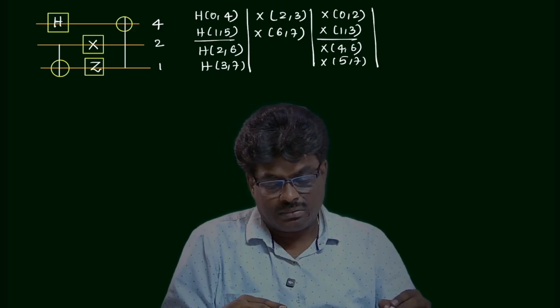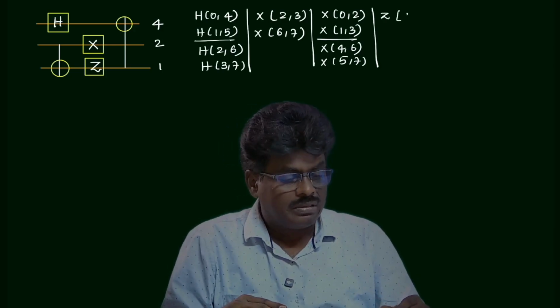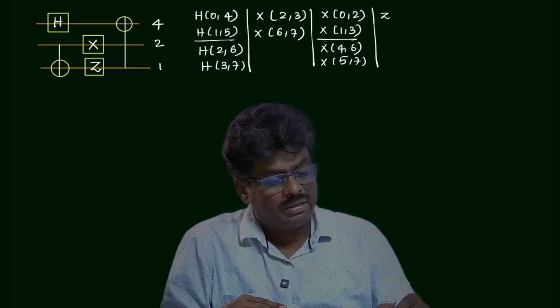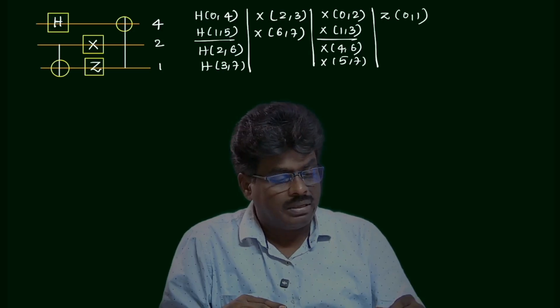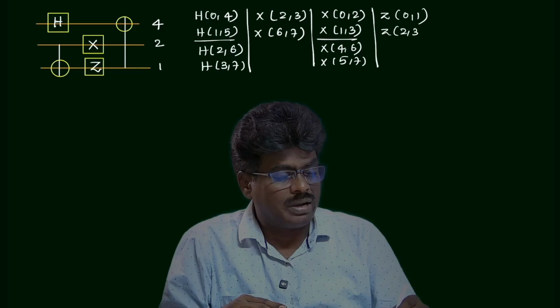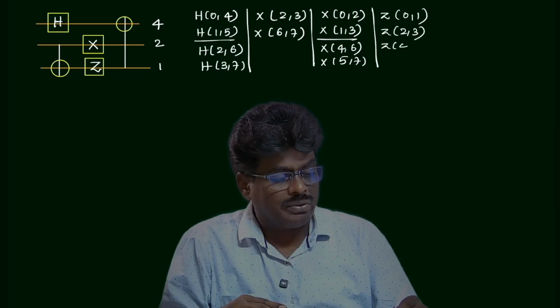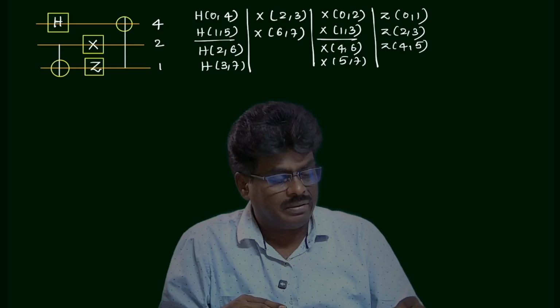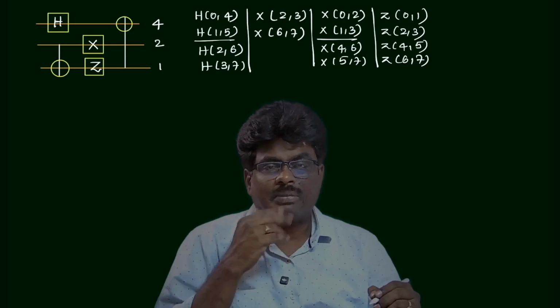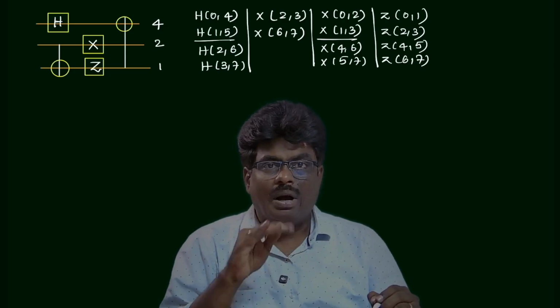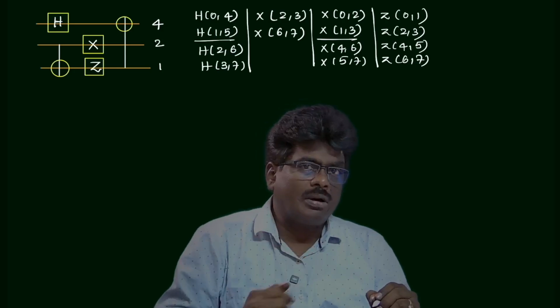Next we have Z on 1, that's why it is 0 comma 1. Next add 2, 2 comma 3. Next add 4, 4 comma 5, 6 comma 7. Whenever you are adding a decimal state number, you have to add all the previous operations.